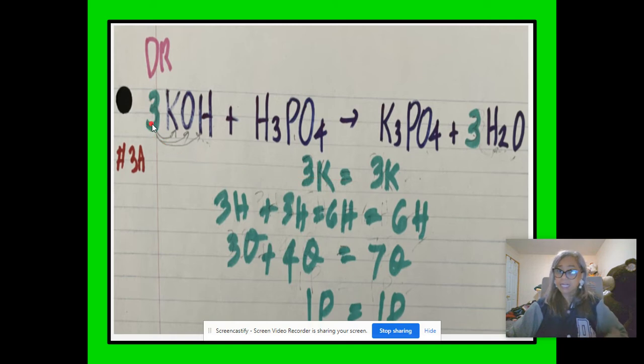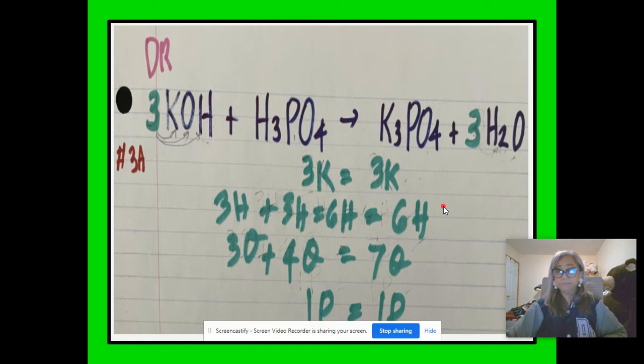Now the 3, the coefficient outside, is to be shared with everything before it. So oxygen or hydrogen here, for instance, you would have 3H plus 3H here, that would be 6H. So I need to have 6 hydrogen on the right side now. That's why the 3 here, 3 times 2 would be a 6. So this part now is balanced for hydrogen.